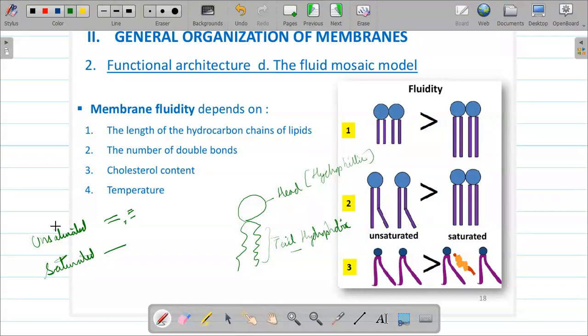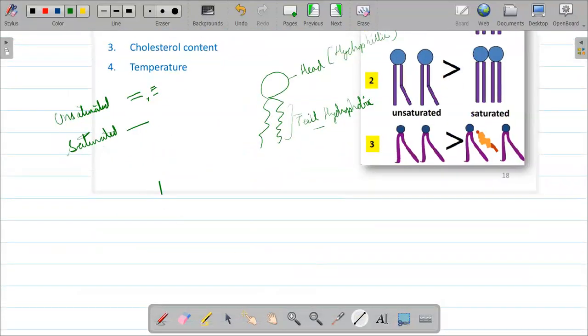Third thing is cholesterol content. One which has a higher amount of cholesterol also has a faster rate of movement. Temperature: when the temperature increases beyond a certain limit, the plasma membrane proteins as well as lipids will get denatured. The rate of transport of molecules increases with increase in temperature. I have a graph to understand this, with the x-axis and the y-axis.